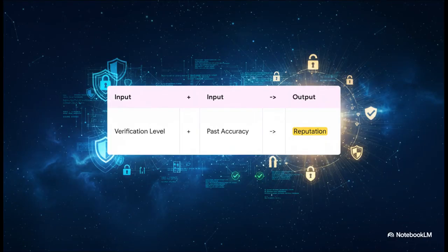And this is the payoff. It all boils down to this simple formula. Your reputation score is a direct result of two things: the verification level of your identity, how high up that ladder you are, plus your historical track record of doing good, accurate work. A well-secured, highly verified identity that does great work equals a high reputation, which means more access and more opportunity.